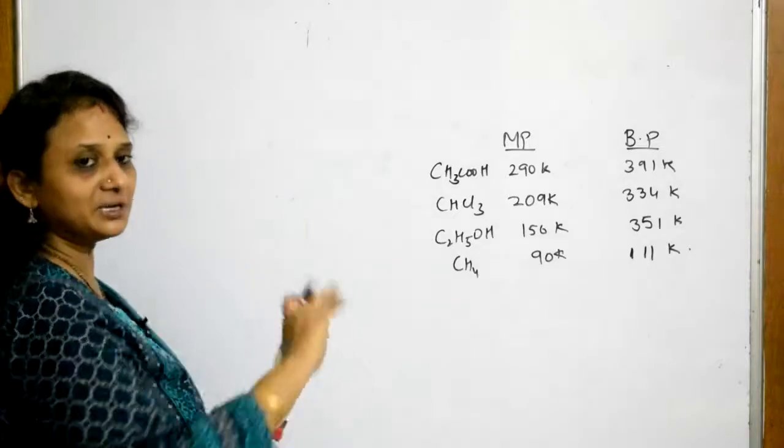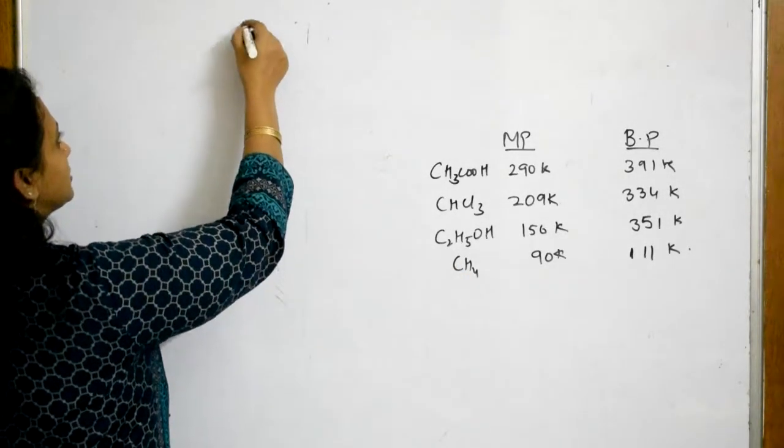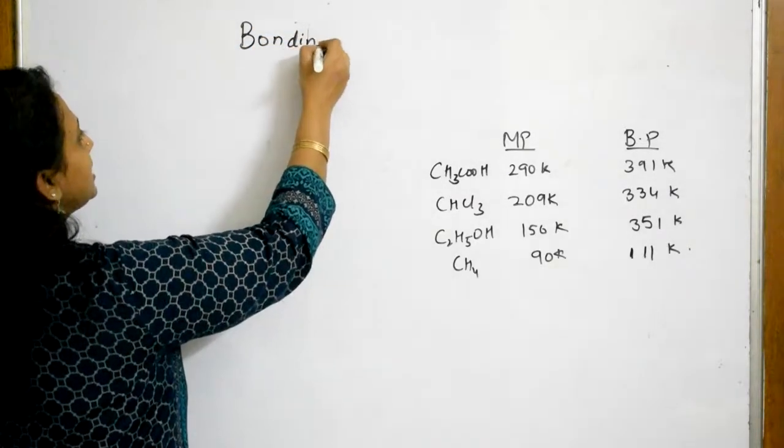So I have written some table here. Let us analyze what it is. So take your pen and write the heading today. The topic is bonding in carbon.